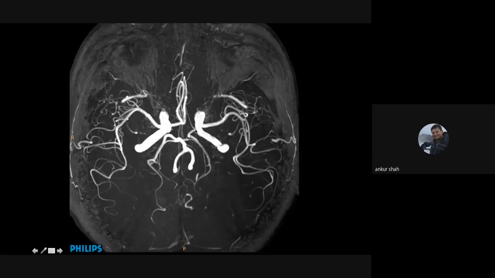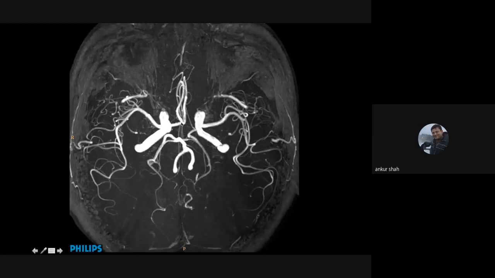On the left side, the posterior communicating artery is more prominent and the posterior cerebral artery is predominantly filled through the anterior circulation. This is known as the fetal origin of left PCA, where the posterior communicating artery is prominent and is supplying the posterior cerebral artery.